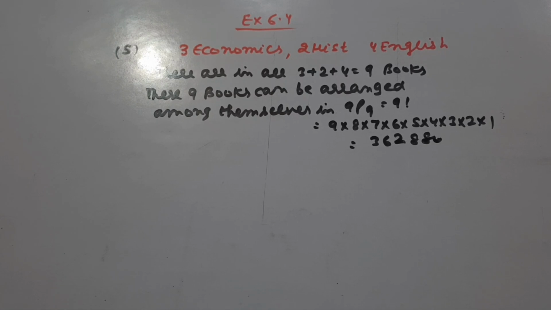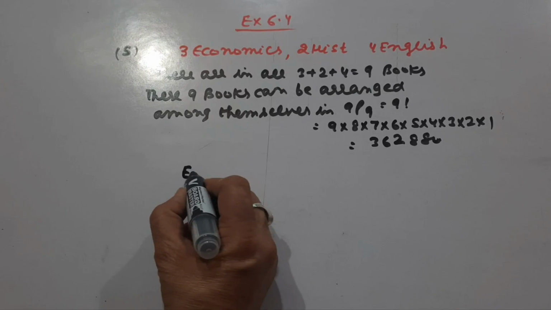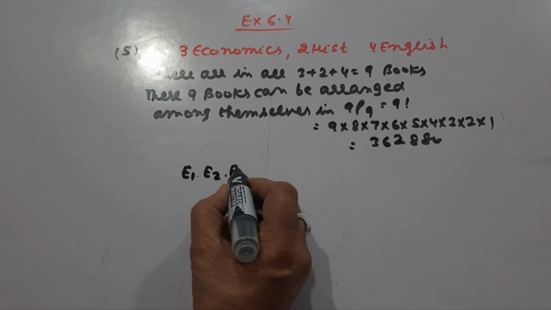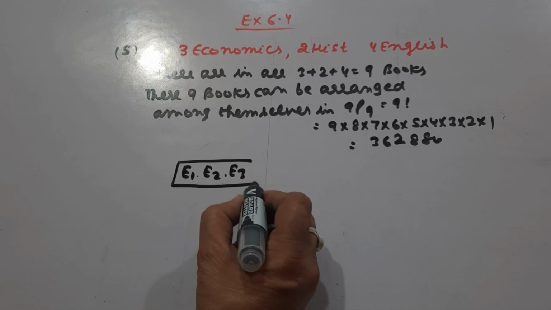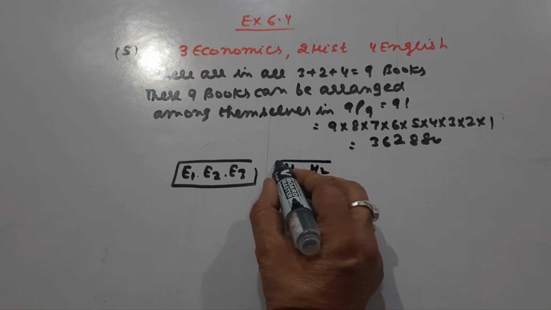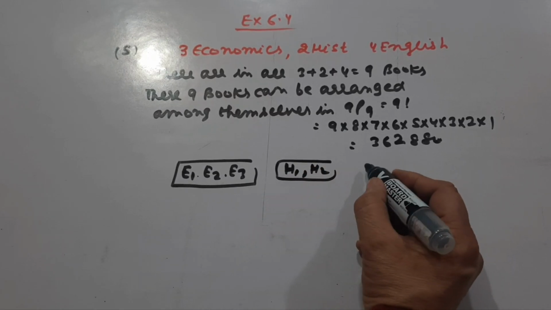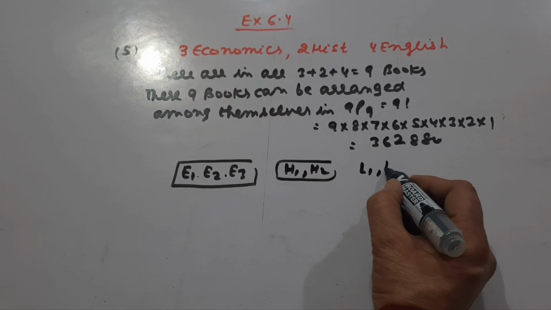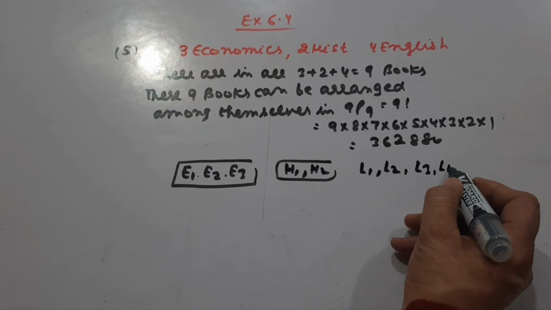So these are the possible number of ways if the books of the same subject are different, then number of possible arrangements will be 362880. Now the second part is the number of possible arrangements if the books on a particular subject are to be together. Now it means 3 economics books, E1, E2, E3, 2 history books, H1 and H2, and 4 English books, suppose L1, L2, L3 and L4.